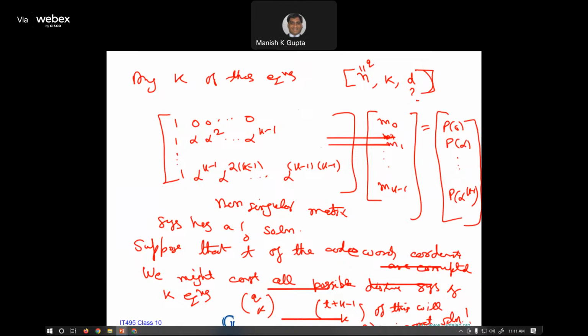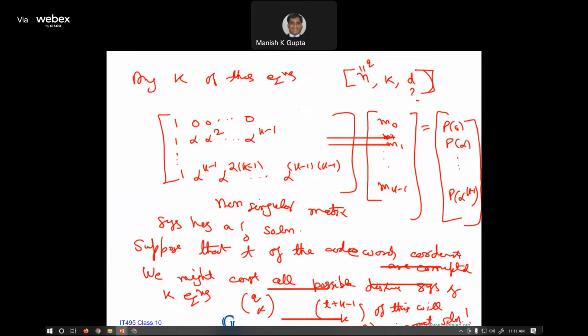So out of those Q equations that are formed, okay, by taking the message polynomial and evaluating at those points, I formed Q equations. Out of those Q equations, I have taken only K equations. Okay. How many ways can you choose these equations? Q choose K, right? Any K you can take out of it, right? Now the thing is that this kind of matrix is non-singular, and this is known as a Vandermonde matrix.